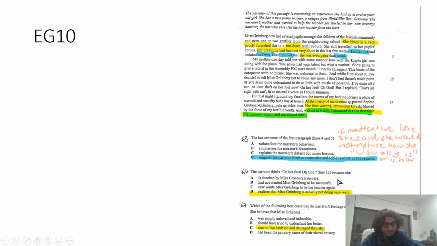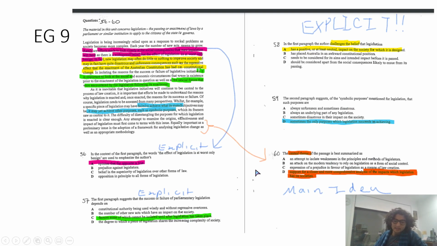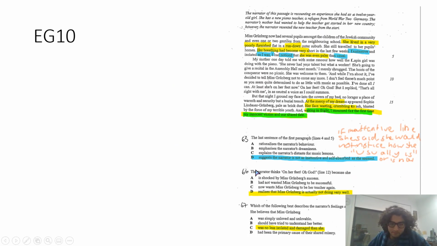It doesn't talk about C. It doesn't explicitly say that she wants her to be the teacher. It doesn't talk about B. It didn't say anything about her not wanting to be successful. And A, is she shocked about Miss Grunberg's success? No, because she wouldn't say on her feet, oh God, right? Why would you say, oh God, if you're shocked by her success, unless you like hate her or something. But it's not explicitly said, it's implied. D is explicitly said. Sorry.